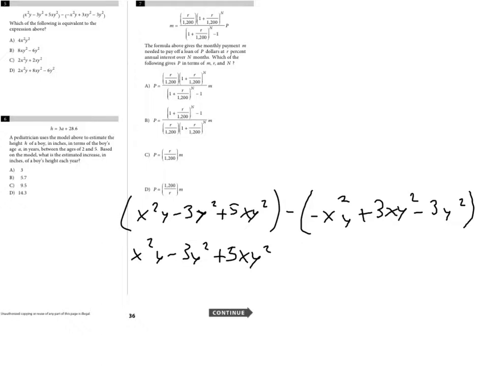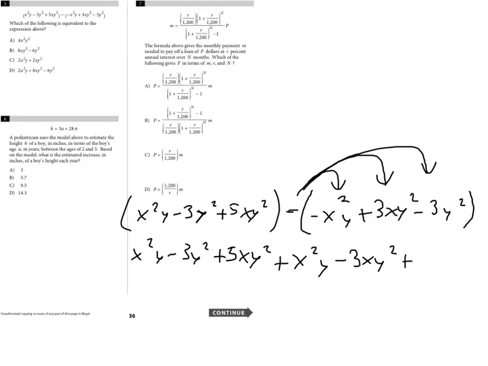So, notice this minus sign here. Minus all this stuff, that means we need to distribute this minus sign, treat it as a negative, to each individual term within the parentheses. So negative times a negative would be a positive, so positive x squared y. A negative times a positive would be a negative 3xy squared. And then finally, a negative times a negative would be a positive 3y squared. Perfect. Now, let's just combine like terms.